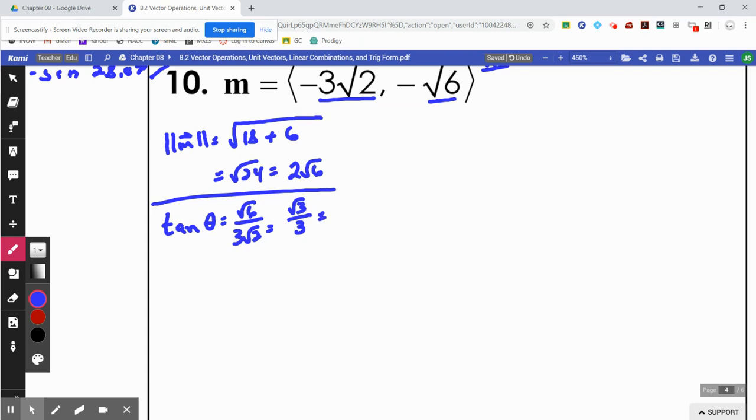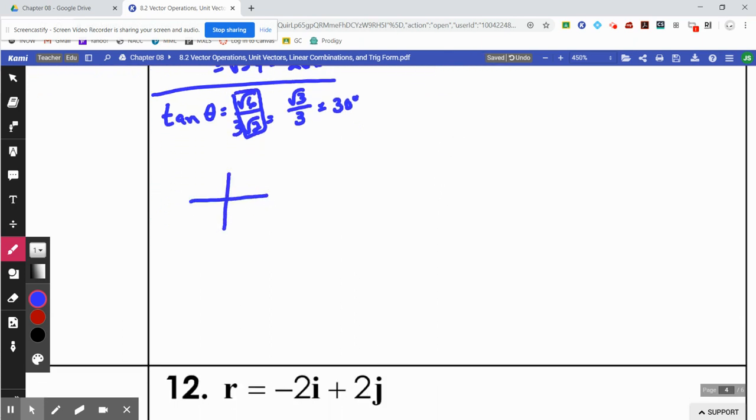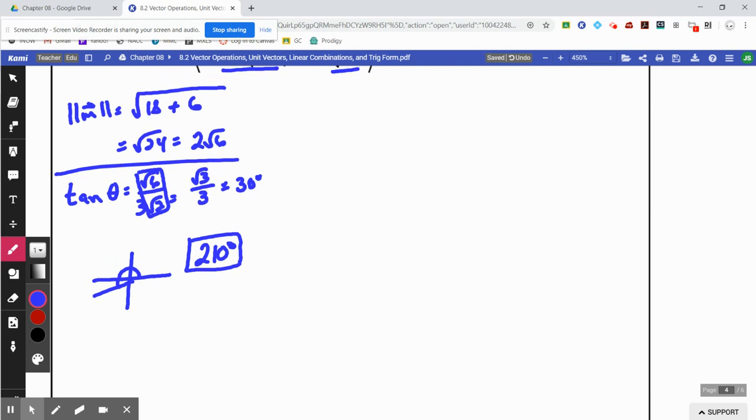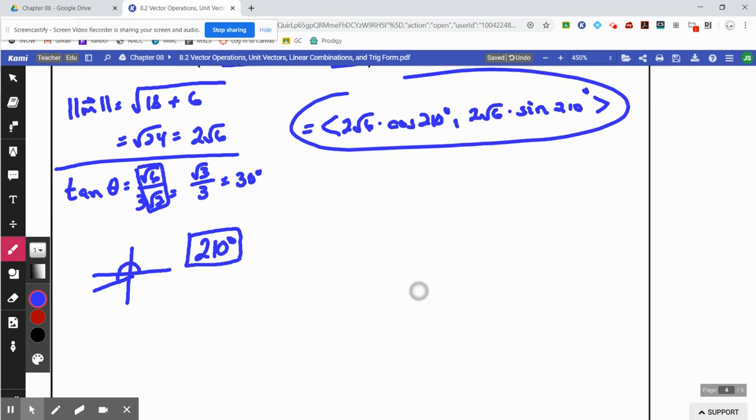So that's one of our common angles. And again, all I did there was divide my square roots. Root 3 over 3 as a reference angle, that's going to be a 30-degree angle. So that's reference. However, this is a third quadrant angle. So we have a third quadrant reference angle, so that's going to be 180 plus the 30. So we have a 210-degree angle. So my trig form will be, this vector will equal the magnitude, which is 2 root 6, times the cosine of my angle, comma, the magnitude times the sine of my angle. There is your trig form.